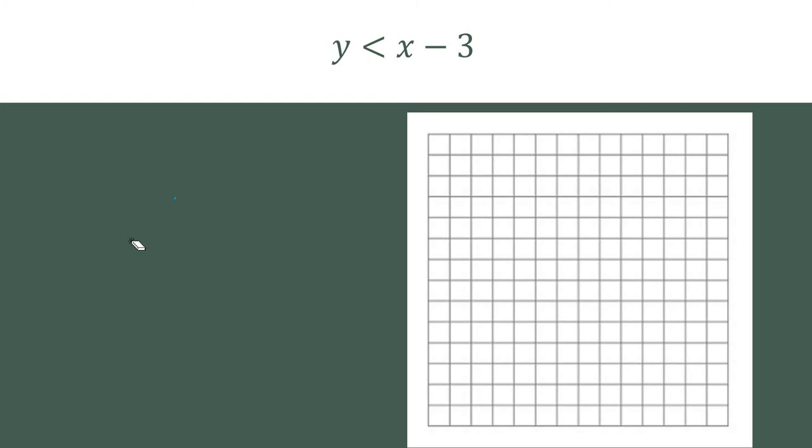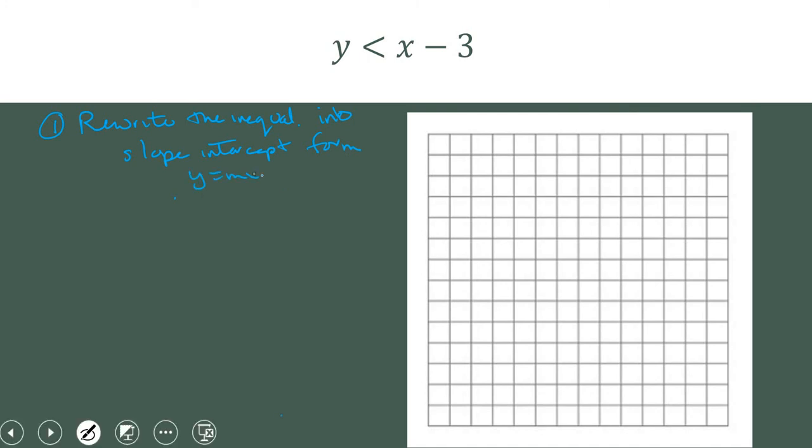Okay, so let's go ahead and write those steps down before we do this equation. Step 1 is rewrite the inequality into slope-intercept form. It's our y equals mx plus b.